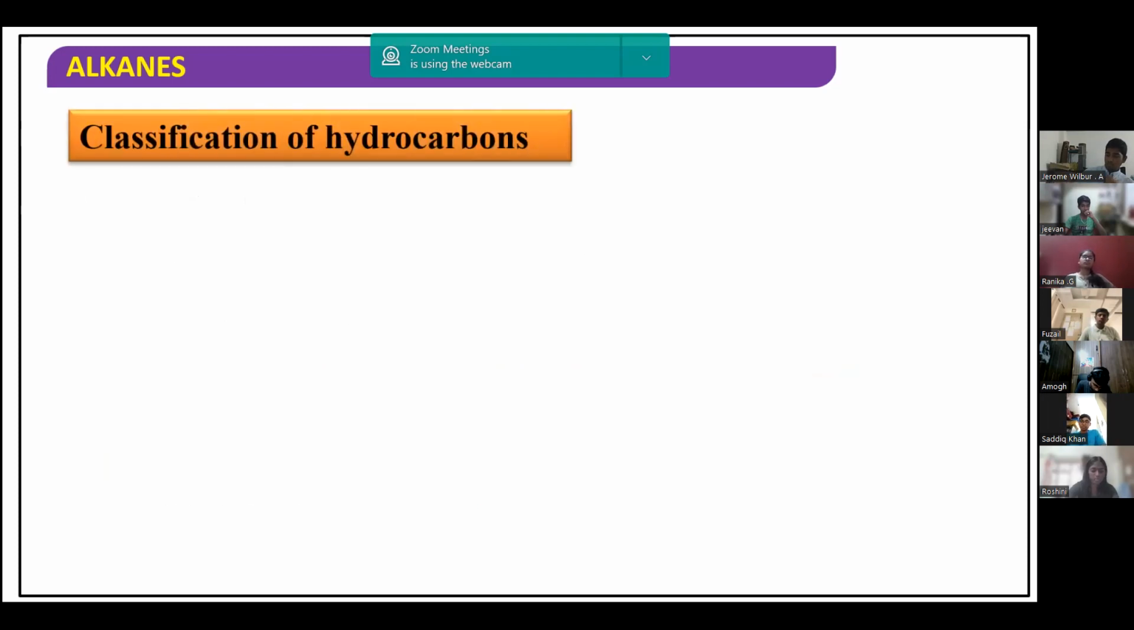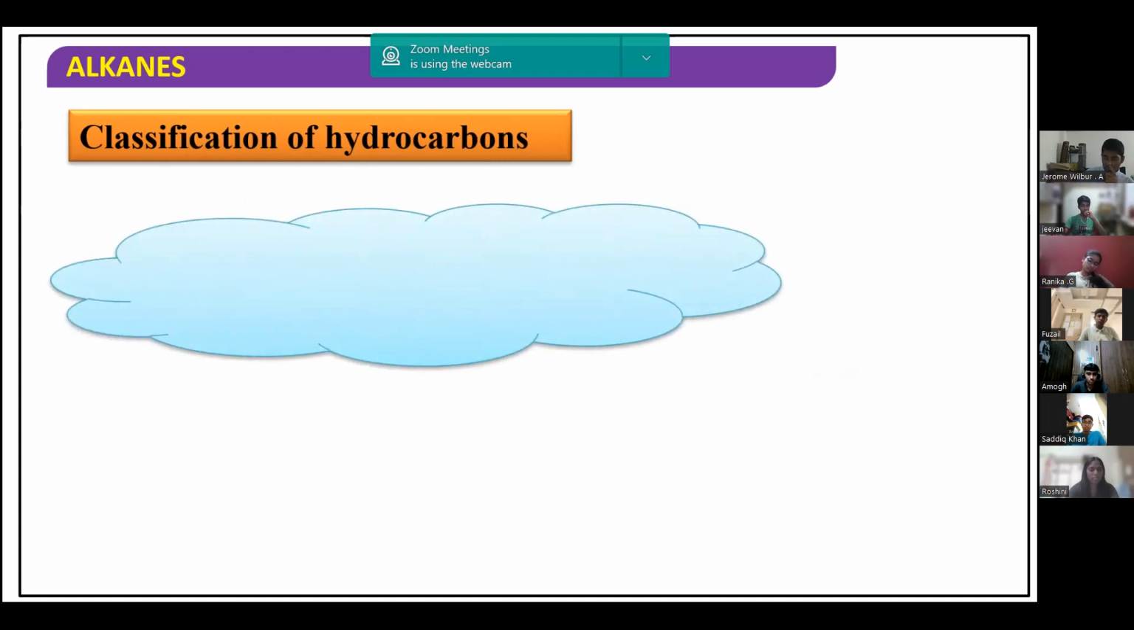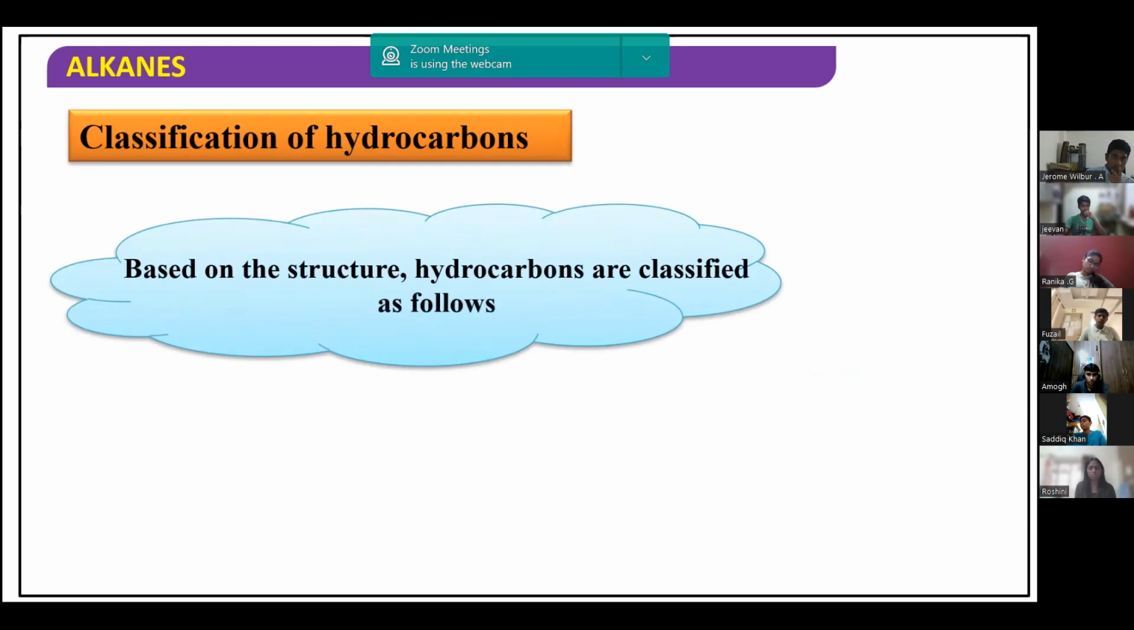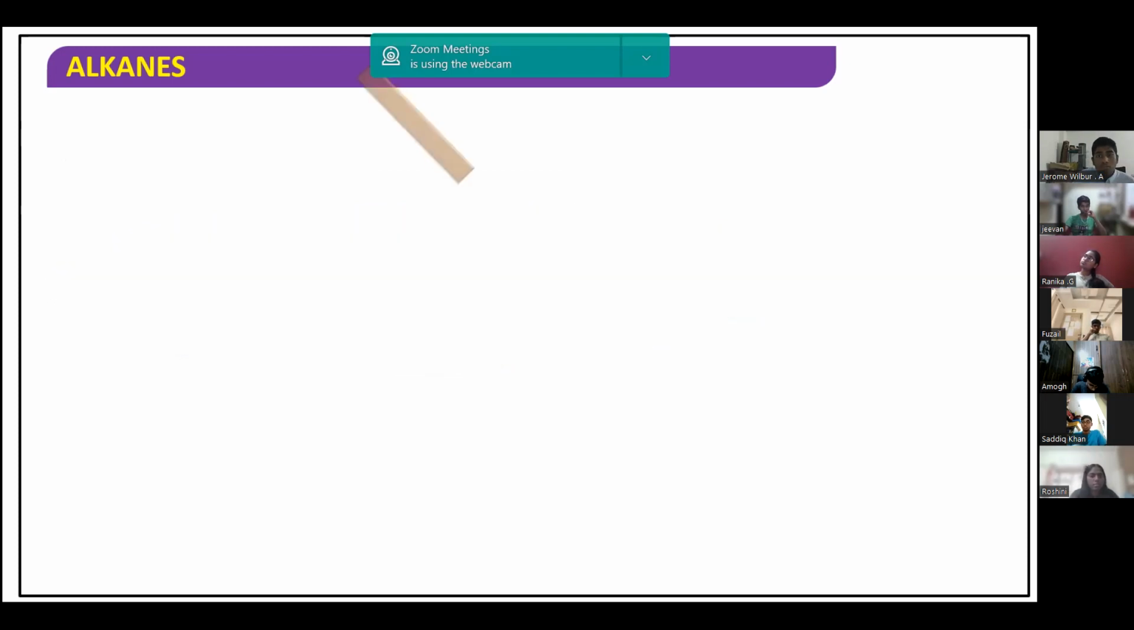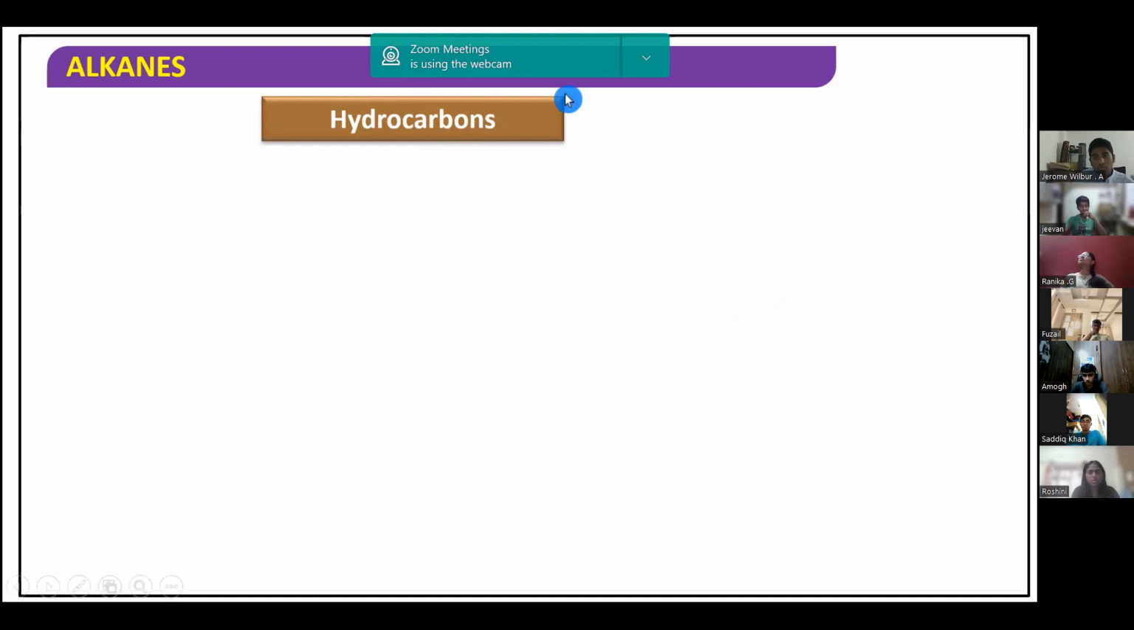So how do we classify hydrocarbons? Based on the structure of hydrocarbons, we can classify them into different classes. Can anybody tell me what classification we can do here based on structure? Quickly, anyone? No reply. Anyone? Please interact, students.